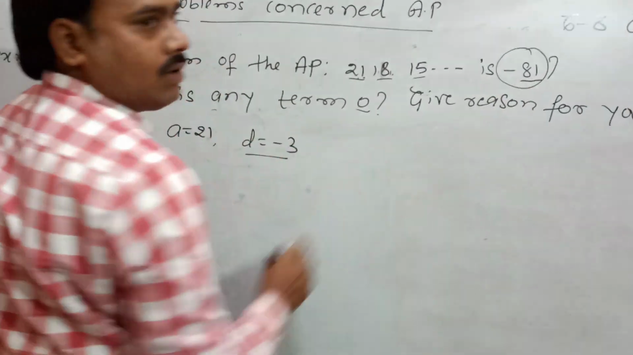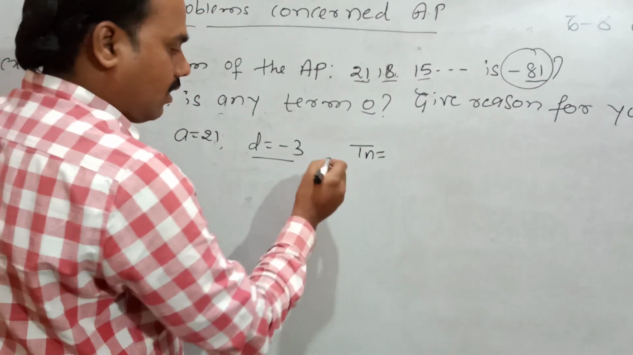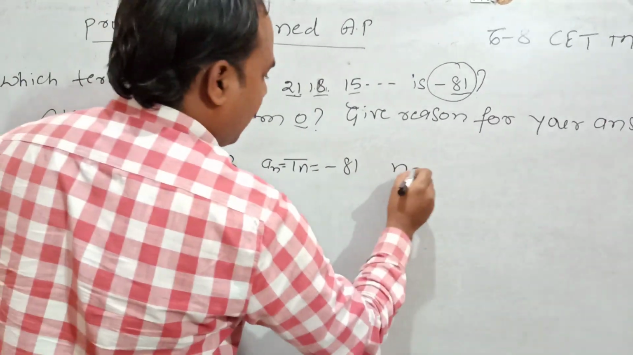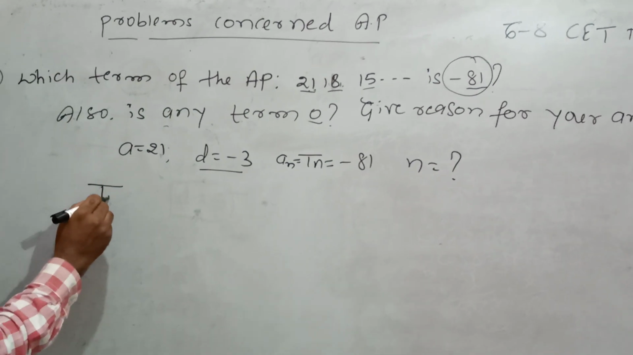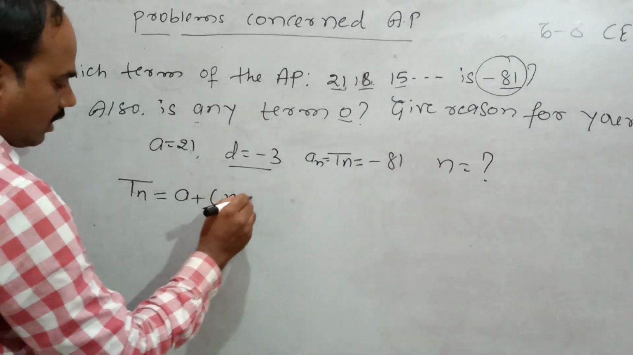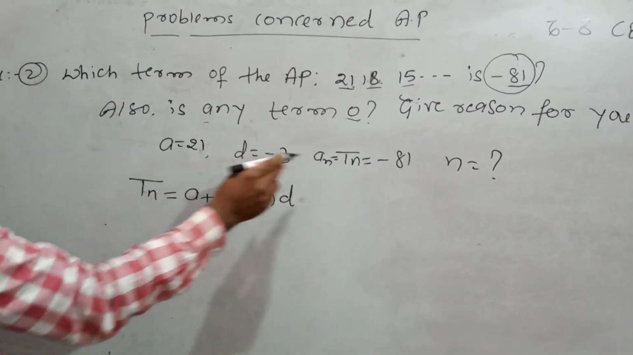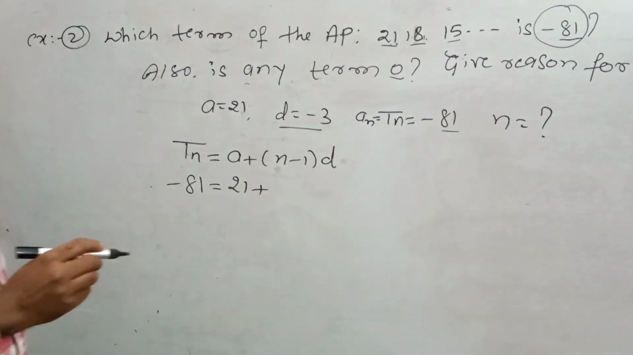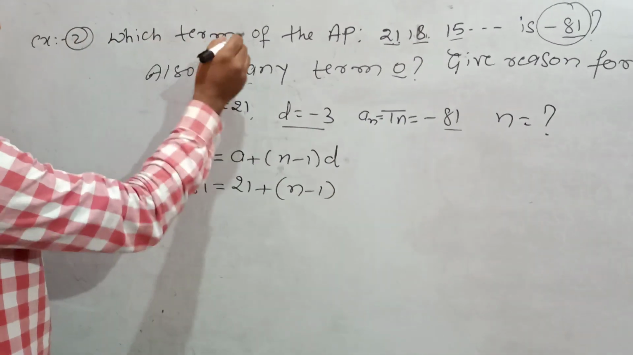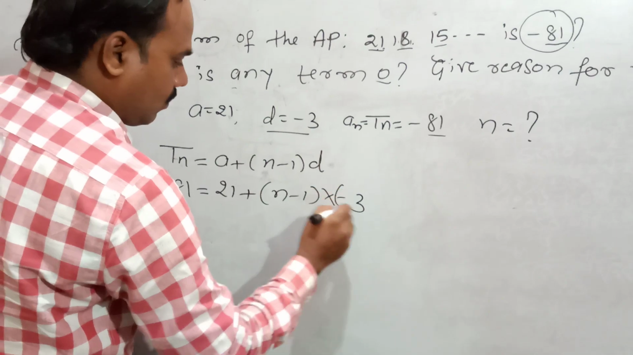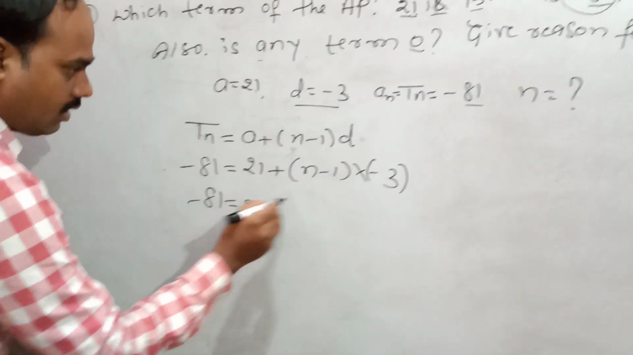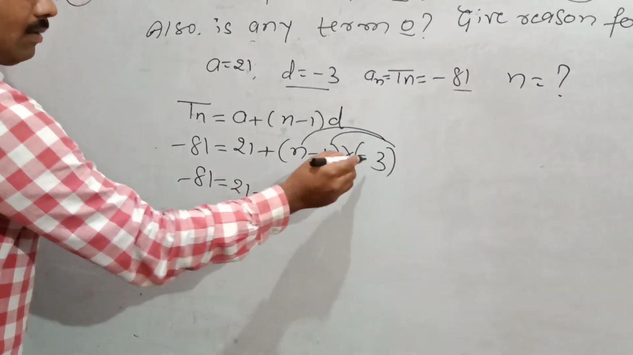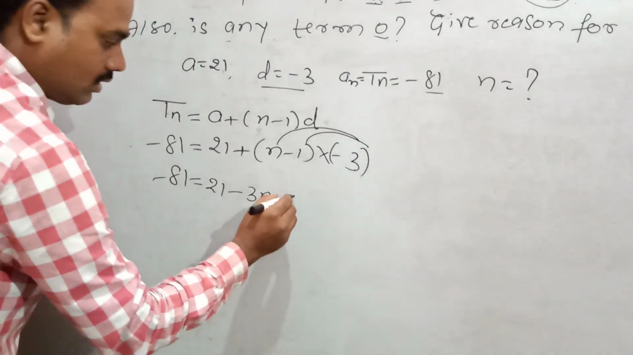Okay, this is the last term. Last term means we can say Tn or An, that is minus 81. I want to find which term it is, that is, find the value of N. We know the formula for finding the value of N, Tn equal to A plus N minus 1 into D. Tn means minus 81. That is equal to A, which is 21, plus N minus 1, we don't know the N value, into D, the D value is minus 3. Okay, see, minus 81 equal to 21, here multiply with minus 3 in both: minus into N is minus 3N, and minus into minus is plus, therefore plus 3.